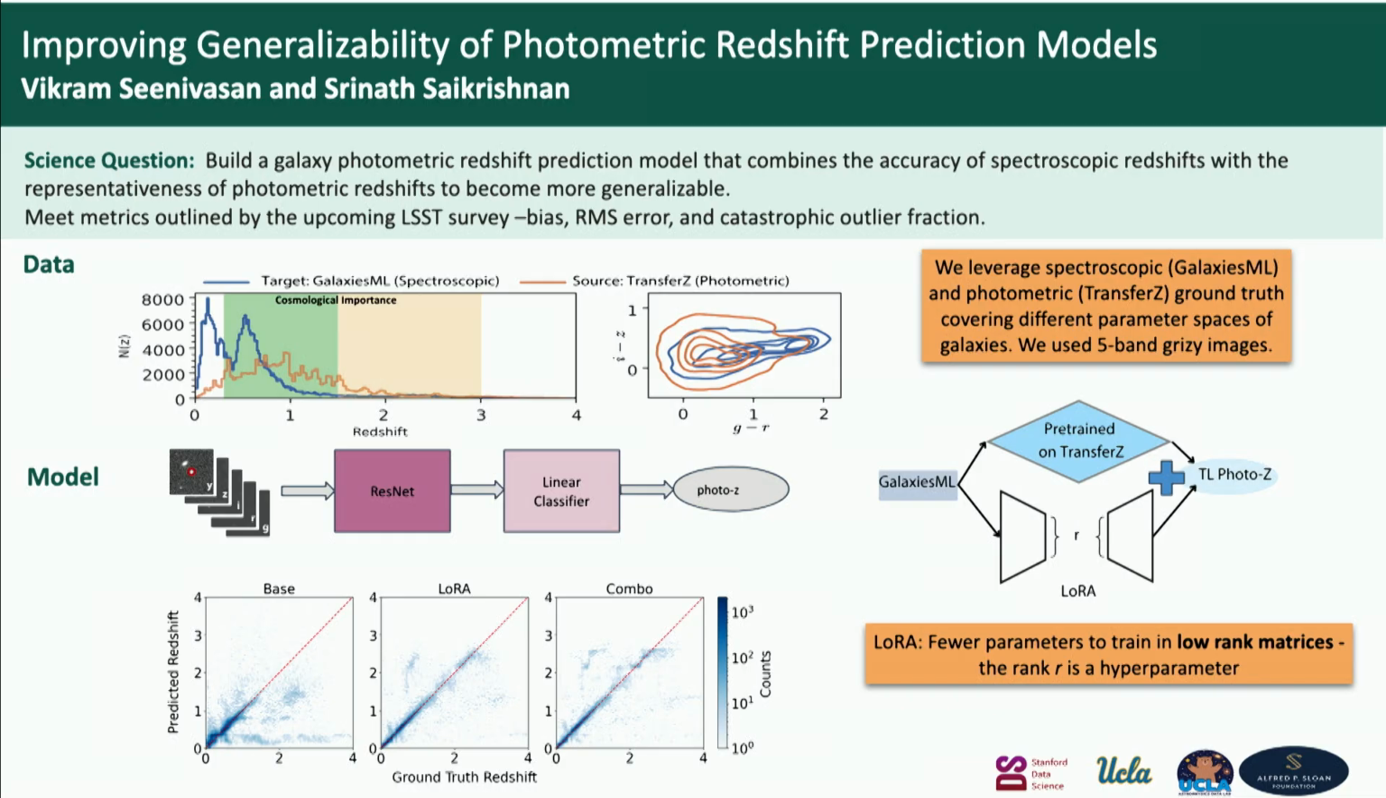We wanted to leverage both the accuracy of spectroscopic redshifts and the representativeness of photometric redshift catalogs together. We evaluated methods of mixing these ground truths in training convolutional neural network models. Our model itself was a ResNet with a linear classifier. We combined the ground truths both by simply combining both data sets in training, the combo model, and also using a method called low rank adaptation, which is usually used to fine-tune LLMs.